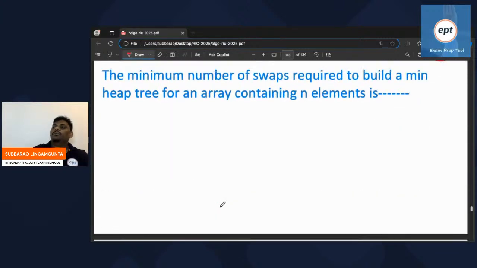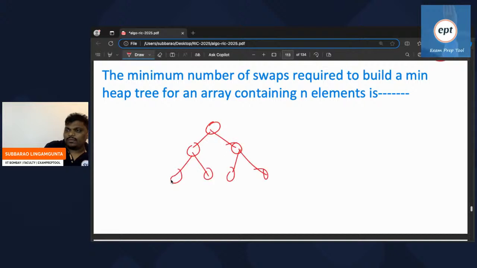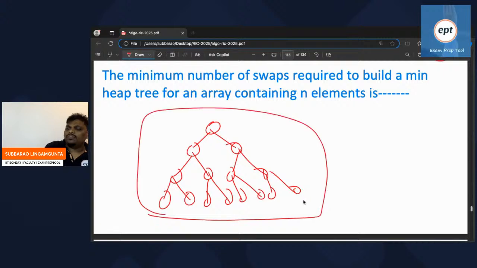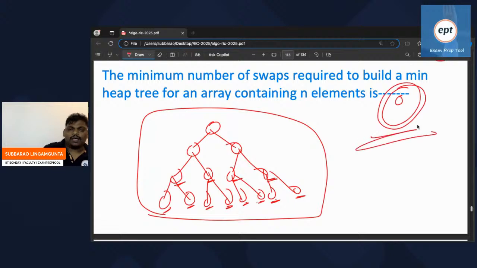Next one: the minimum number of swaps required to build a min heap tree for an array containing n elements is? So for an n element array, you want to construct a heap. Suppose all elements are the same. Whenever you are building the heap, no swap is required. Compare with the parent, no problem. Because all are the same, no need to swap. I think the answer is 0. It is a tricky problem, please take care.